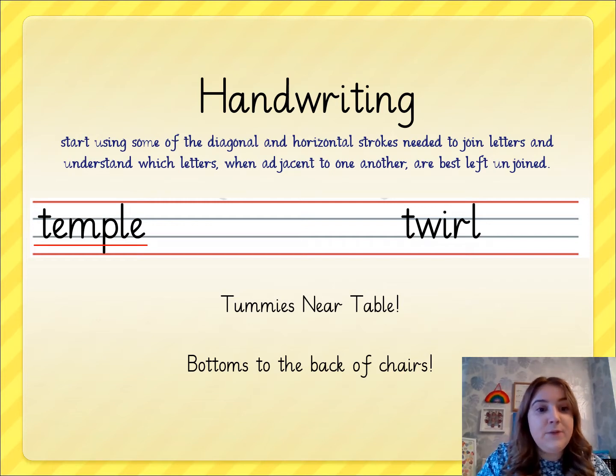Remember, if you're a spelling bee, you're going to write temple. If you're a wise owl, you're going to write twirl. 3 times, off you go.